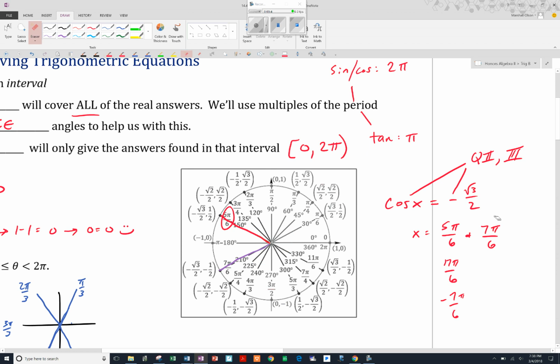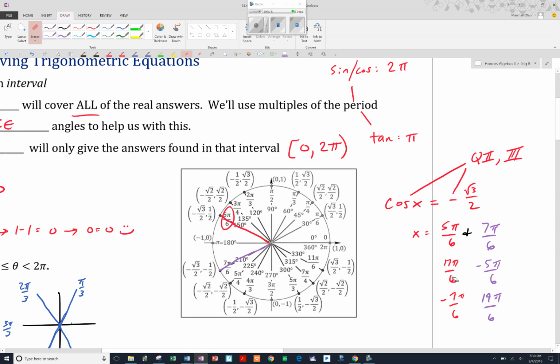I could do the same thing with 7 pi over 6. I could go back 2 pi, subtract 2 pi from that, and I'd have negative 5 pi over 6. Or I could add 12 pi over 6 onto that and have 19 pi over 6. I'm starting to get more and more angles that would all be solutions to that equation. If we were solving this equation and trying to find all the angles, there's 6 of them that work for x. There's a lot more.